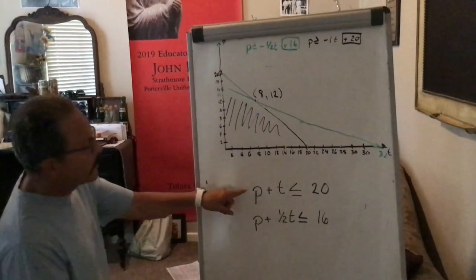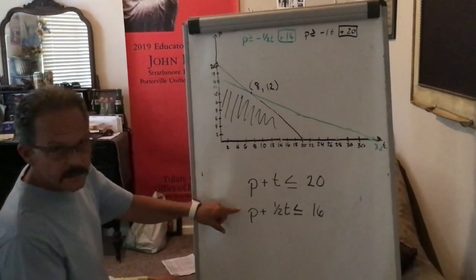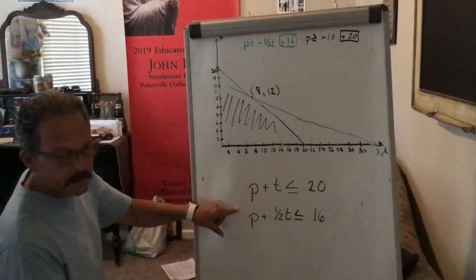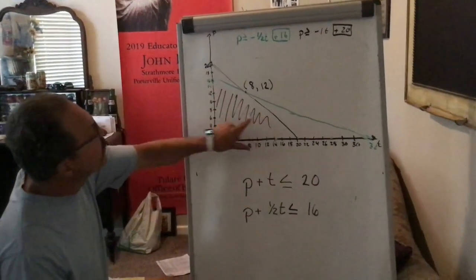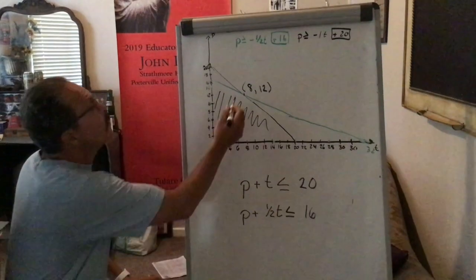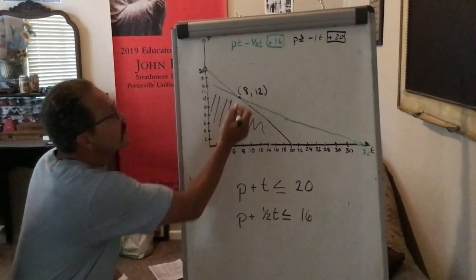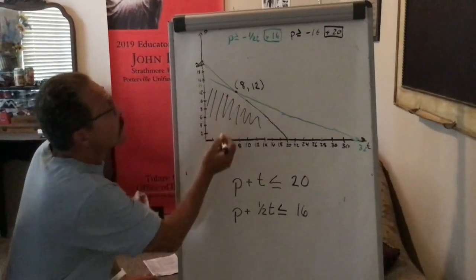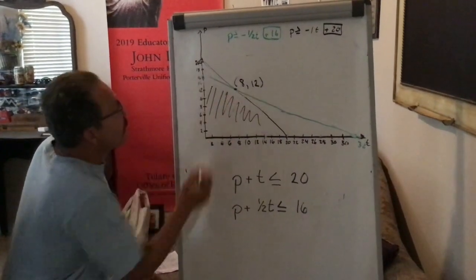We've created the two inequalities. This is a system of inequalities. We've graphed our graph, and now we have to indicate the point of intersection. Well, right here, the point of intersection, the t is equal to 8, and the p is 12.